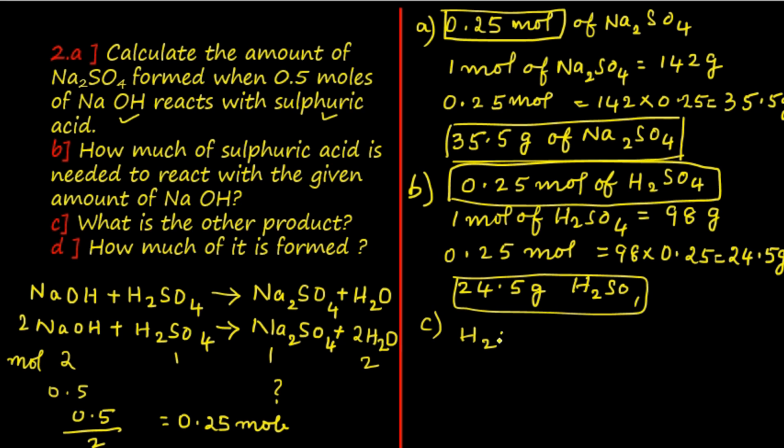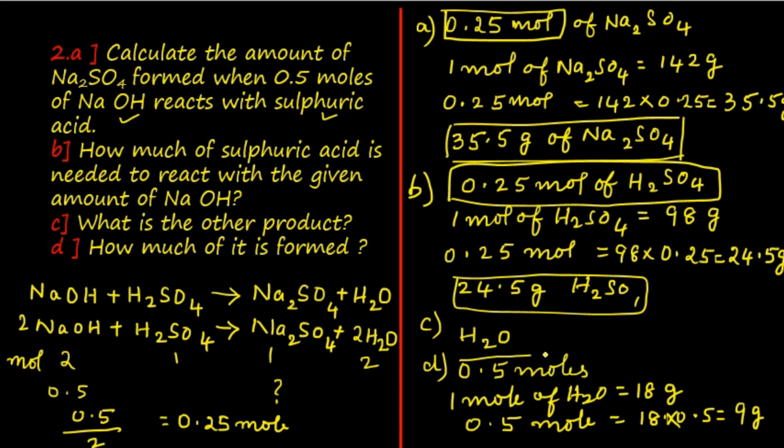Section C, other product. It is water. That we have already identified. What is section D? How much of water is formed? Let us go back to the equation again. If 2 moles of sodium hydroxide is reacting, 2 moles of water will be formed. So, if 0.5 moles of sodium hydroxide is reacting, 0.5 moles of water will be formed, equal to 9 gram.